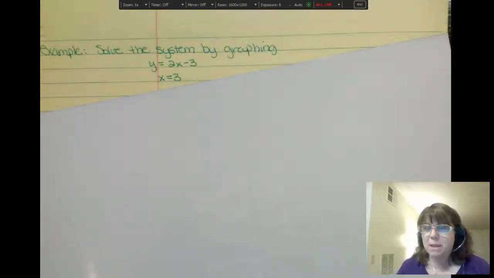So here's a little problem that might be a little bit more complex. We are still going to plot these separately. So y equals 2x minus 3, and our second line is x equals 3. Now y equals 2x minus 3 is a typical line that we're used to working with. We choose an x, we solve for y, choose another x, we solve for y, and we can plot it. Remember that when x equals a number, that is a vertical line. So I'm going to be plotting a vertical line that goes through the x-axis at 3.